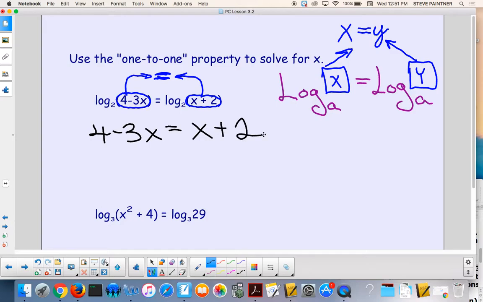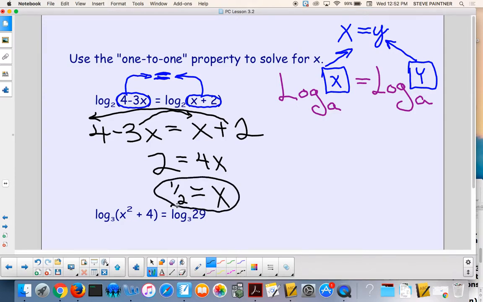There you go. Morgan, do you have an answer? She says 1/2. Is she right? Yes. Okay, she's right. Push this over. Plus 3x makes 4x. Push this over. Minus 2 makes 2. Divide by 4. 2 fourths or 1/2.